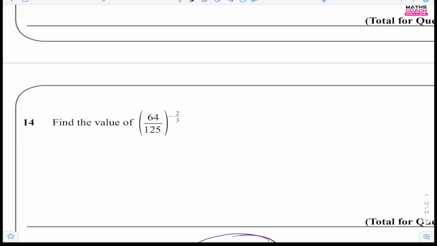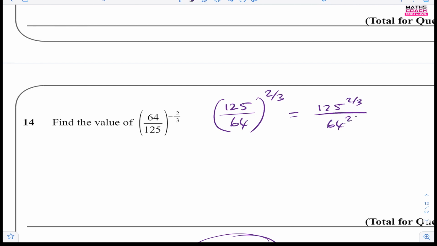Question 14, find the value of 64 over 125 to the power of minus 2 over 3. Now, when you have a minus in the power and you have a fraction, what you can do is flip it. So you can do straight away flip it by doing 125 over 64, and you have no more minus now, so you can just write 2 over 3. Next, I'm going to write this out separately just to make things a little bit easier to look at. So 125 to the power of 2 over 3 and 64 to the power of 2 over 3.